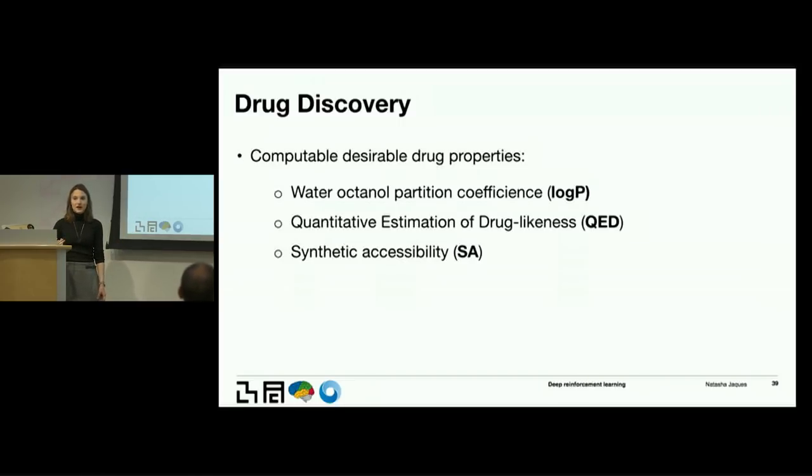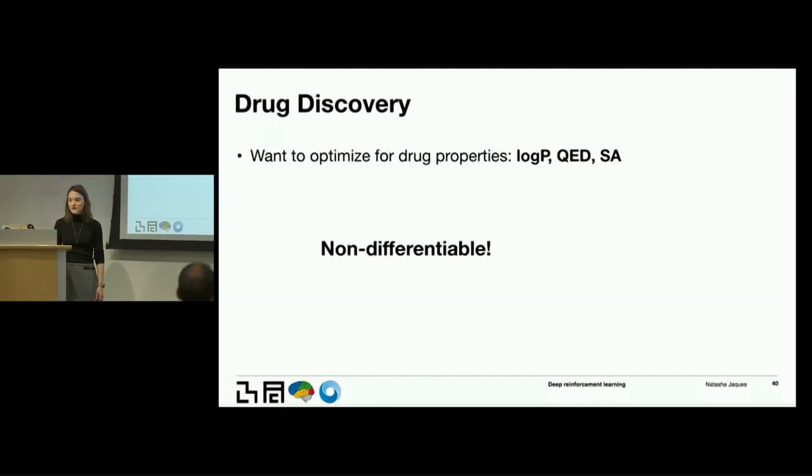This is really nice, and we would like to be able to directly optimize for these scores while generating these molecules. But the issue is that they are non-differentiable. You can't backprop through the quantitative estimation of drug-likeness score. It's just some code that doesn't allow you to do that.